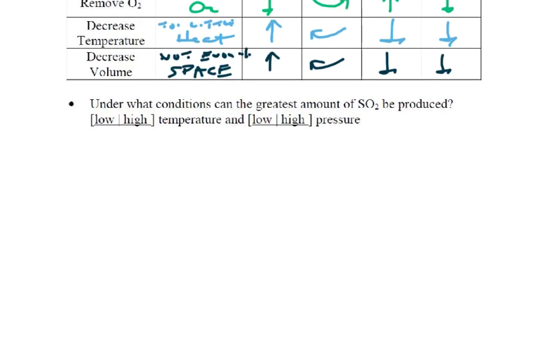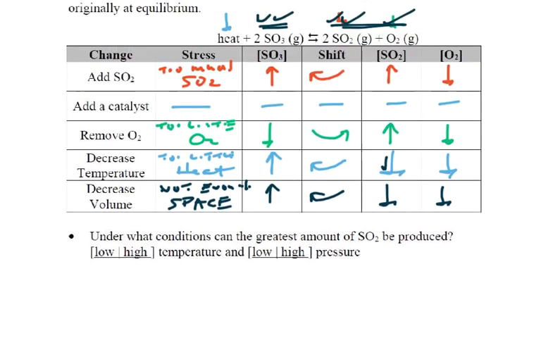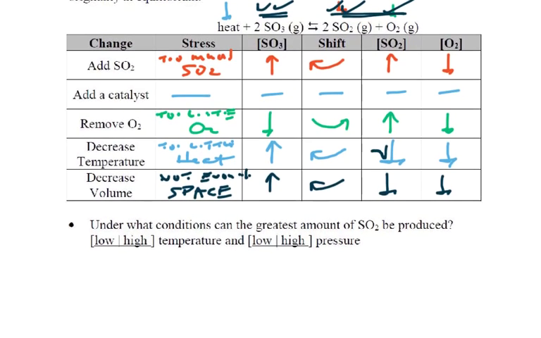Now, under what conditions can the greatest amount of SO2 be produced? Okay, we're looking at two situations here. One is temperature. I want to get the greatest amount of SO2. SO2 is one of my products, right over here, and so I want to try to shift to the right. So what can I do to my temperature to shift to the right? I want to have too much heat. So I'm going to do high temperature, and that'll make it shift to the right.